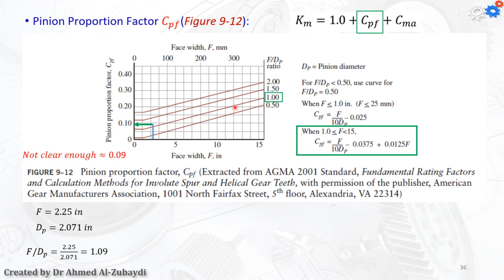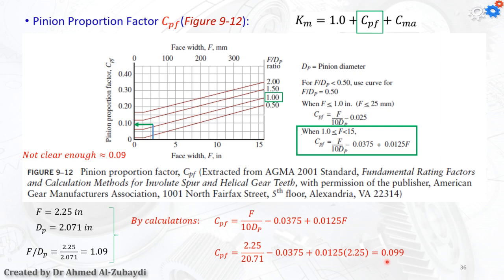If I just use the chart, I'm using the 1 for the F over DP, that's the closest one. A little bit above is going to be 1.1, so we're going to go through this line here. 2.25 for the face width, intersecting, and again to get the value as close as possible to 1, but it's not 1. So when we did the calculation, I found that the number is going to be 0.099. The example in the book actually just gives the answer without doing the steps of the calculation.